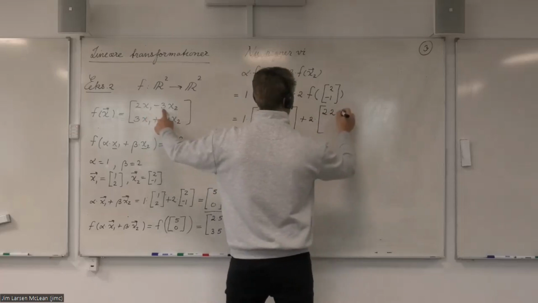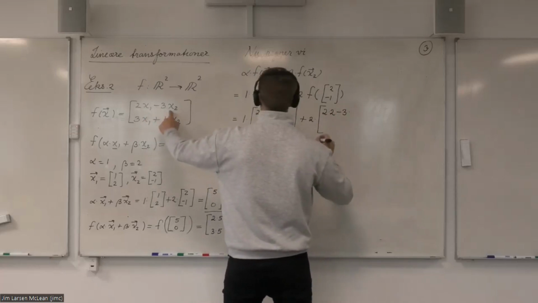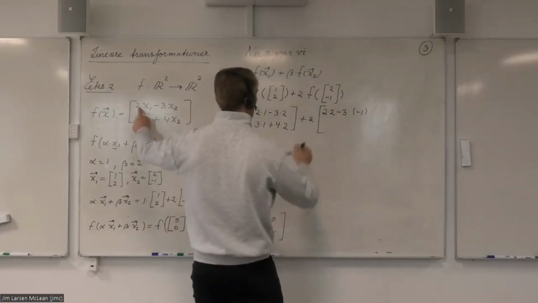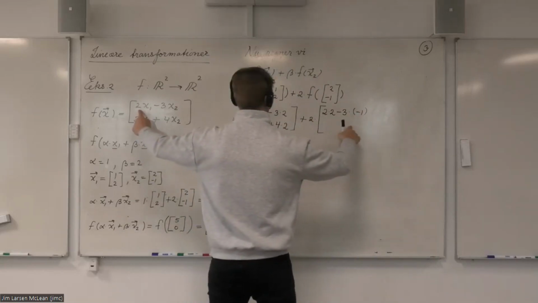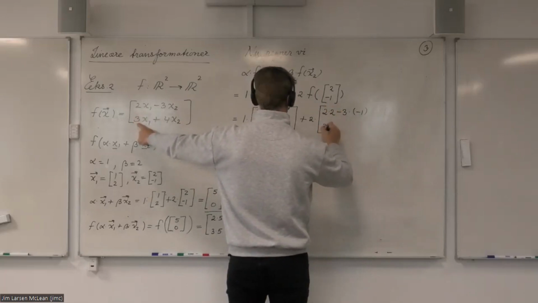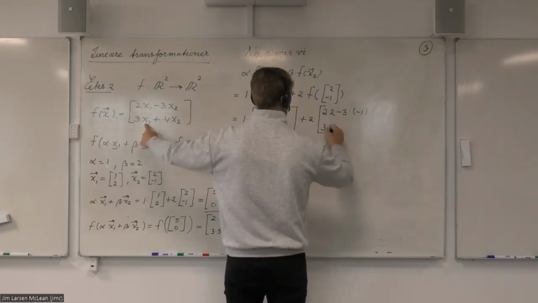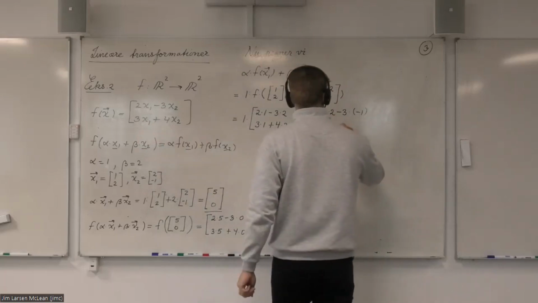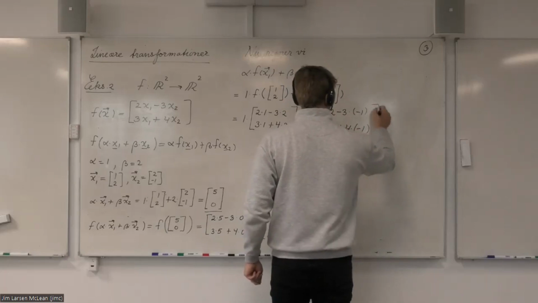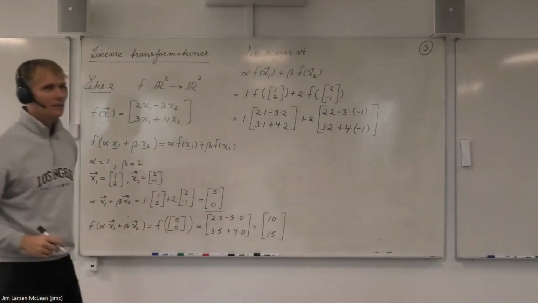Minus 3 times x2, where x2 is minus 1, like that. Then I should start over here again to find the second coordinate. So I need to say 3 times x1. So 3 times 2, plus 4 times x2, which is negative 1. And let's try to calculate all of that and see what it results in.